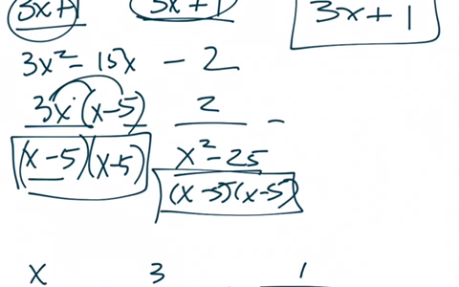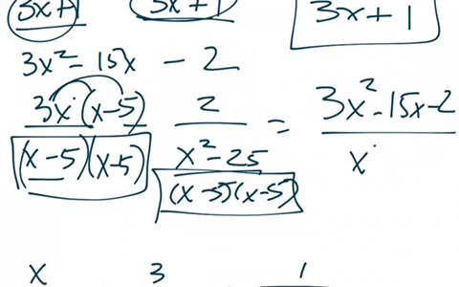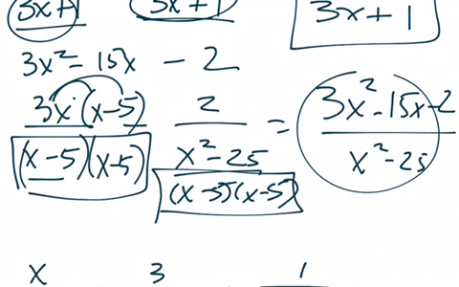Well, 3x squared minus 15x minus 2 over x squared minus 25. And that's probably all you can do. All right? So get your common denominators and then do the addition or subtraction. Make sure you get the numerator the way it's supposed to be, do the multiplication, and then get your answer.